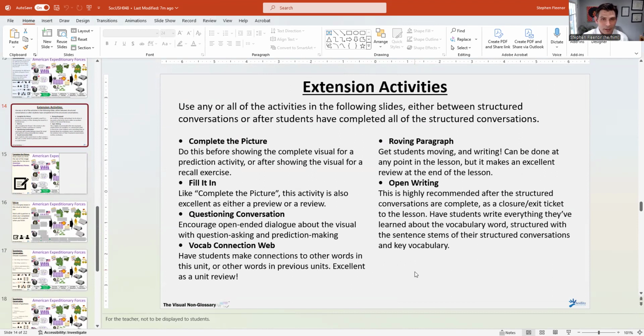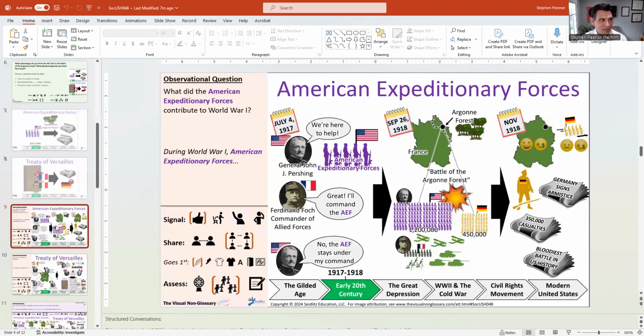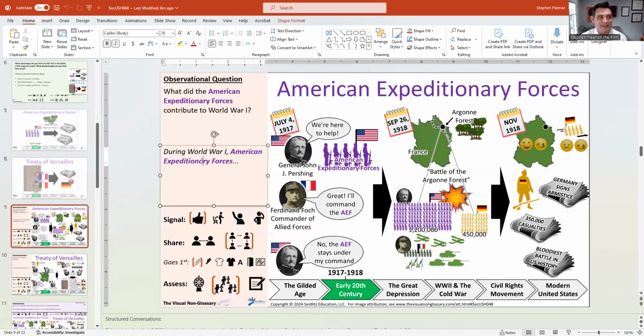But I want to tell you about the crux of this lesson, really the most important slide in this lesson. If you're considering using any aspect of this lesson plan, the one that I would encourage you to use the most is the first observational question. That's the first slide that has this orange background. This slide is going to feature the full structured visual. It's also going to feature a structure for the conversation around this visual called the QSSSA method. That stands for question, sentence stem, signal, share, and assess.